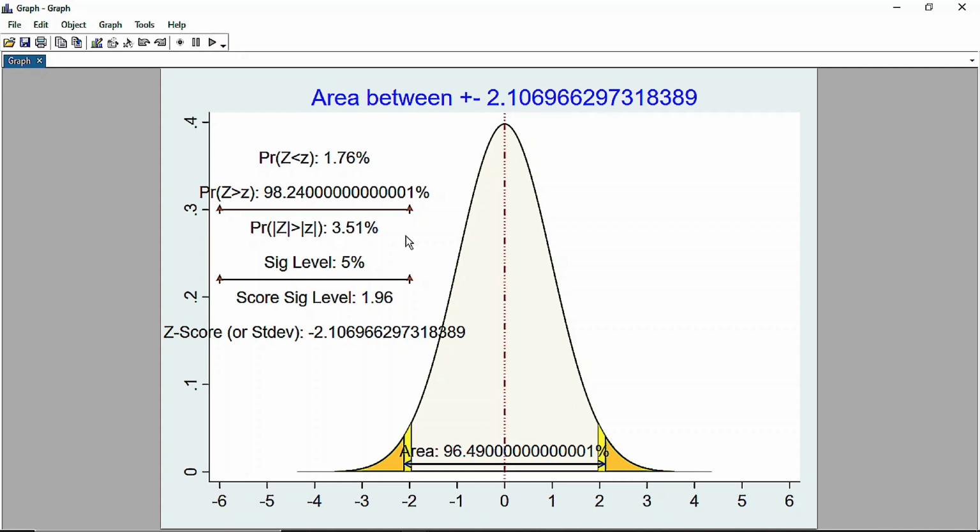Now let us perform our one tail test. For the left tail test, again the p-value is less than 5%. That is why we reject the null. And for the right tail test, as the p-value is greater than 5%, we fail to reject the null.